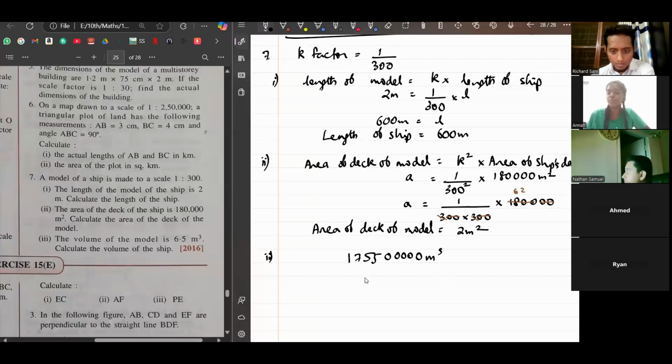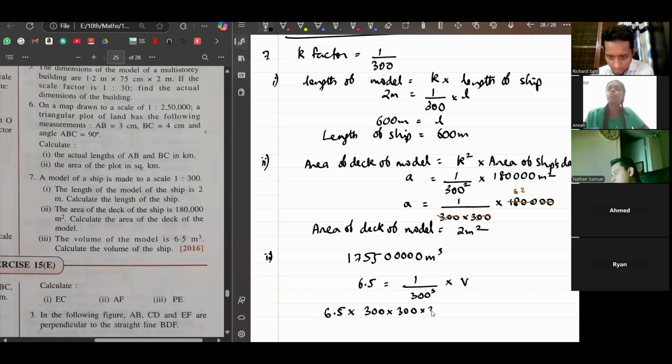The formula is, after substituting, you'll get 6.5 is equal to 1 upon 300 cube into the volume of the ship. So that is 6.5 into 300 into 300 into 300. Correct. If you take the 300 cube on the left side, it will go and multiply with the 6.5. You multiply this, you should get this answer.